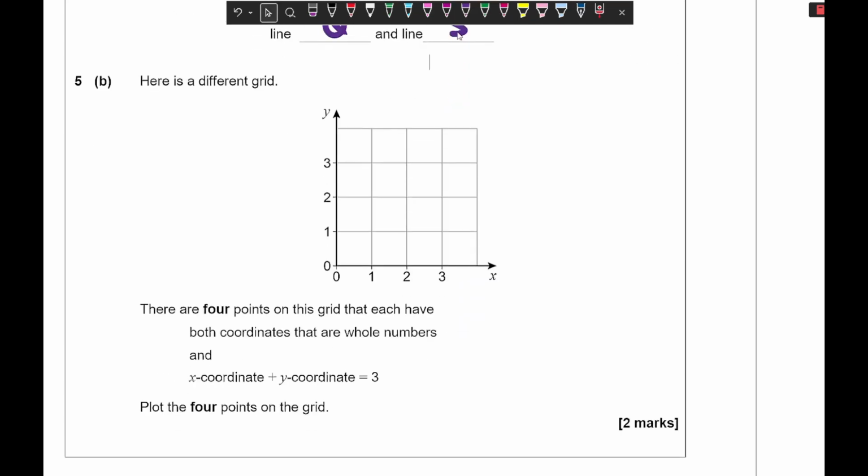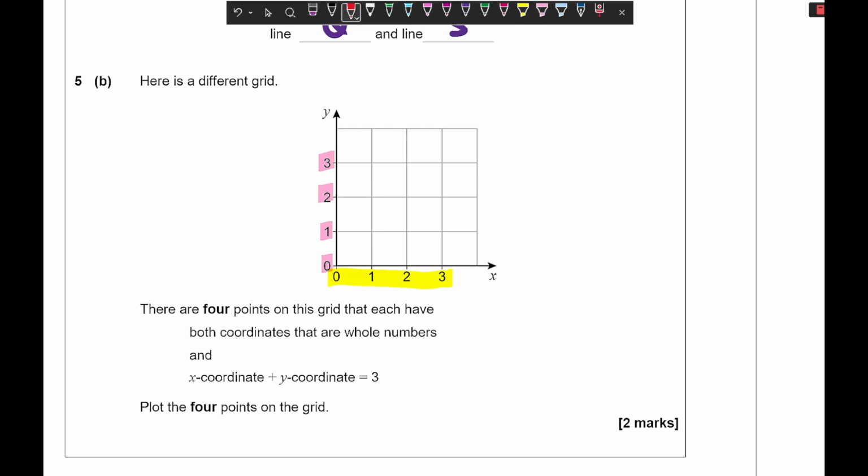Moving on to 5b, it says here is a different grid. It says there are 4 points on this grid that each have both coordinates that are whole numbers, and x ordinate plus a y ordinate equals 3. Plot 4 points on the grid. So using these numbers, what I'm wanting to do is to add these numbers together to make 3.